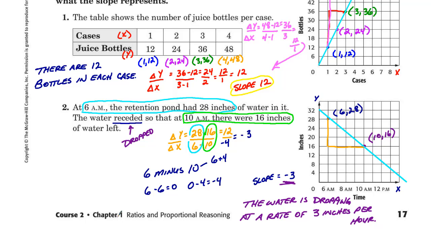Maybe you did. Maybe you were doing it better than I was and you knew to write those things on along. Write them in all along. All right, the water's dropping at a rate of 3 inches per hour. That's what the negative shows you, is that the water is dropping. If this was a rain gauge and you had that same line going up, that would mean it's raining at a rate of 3 inches per hour. But here the water is declining.